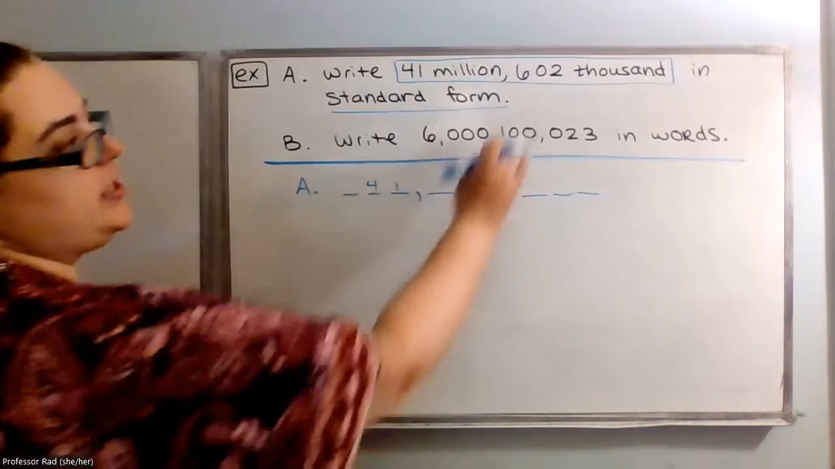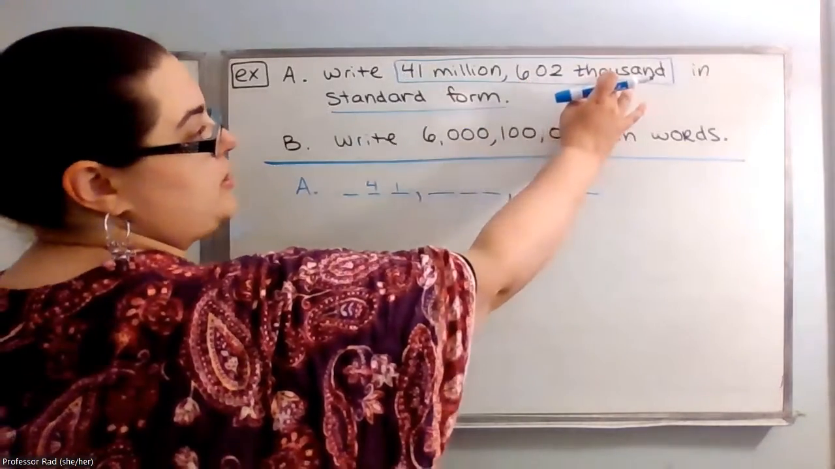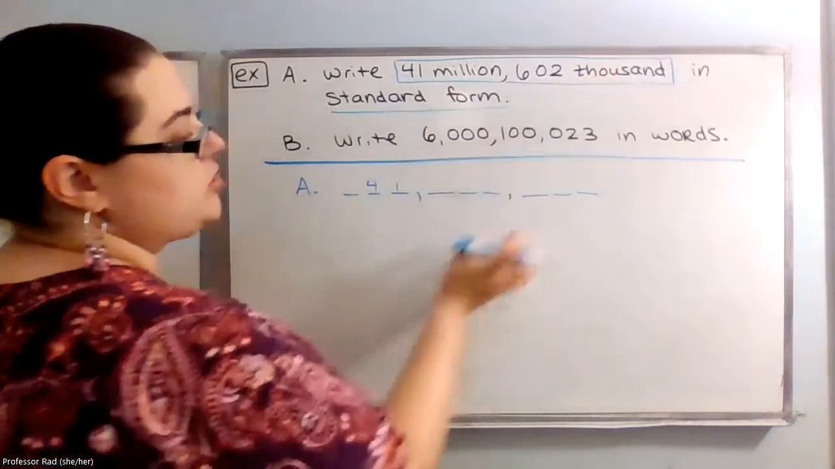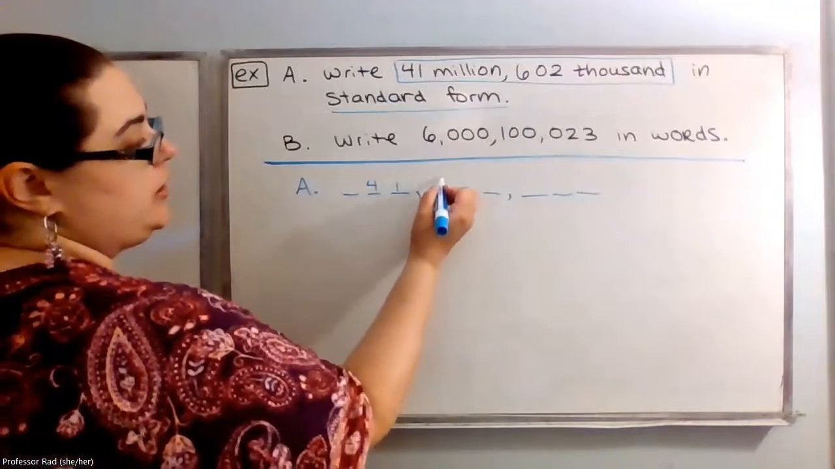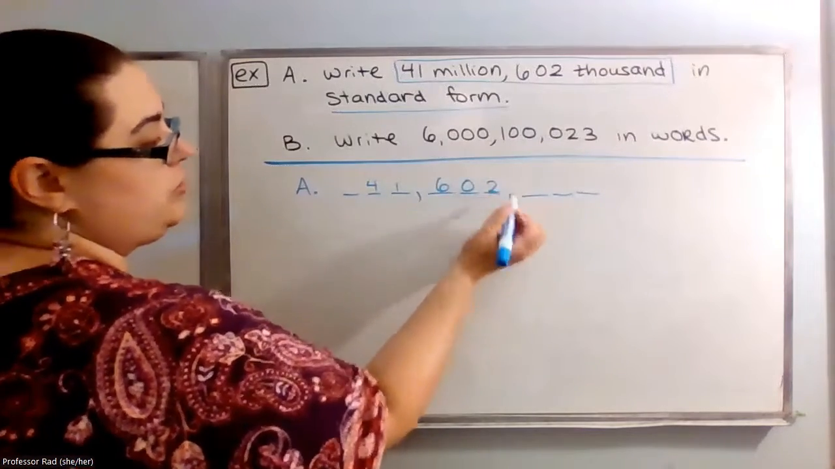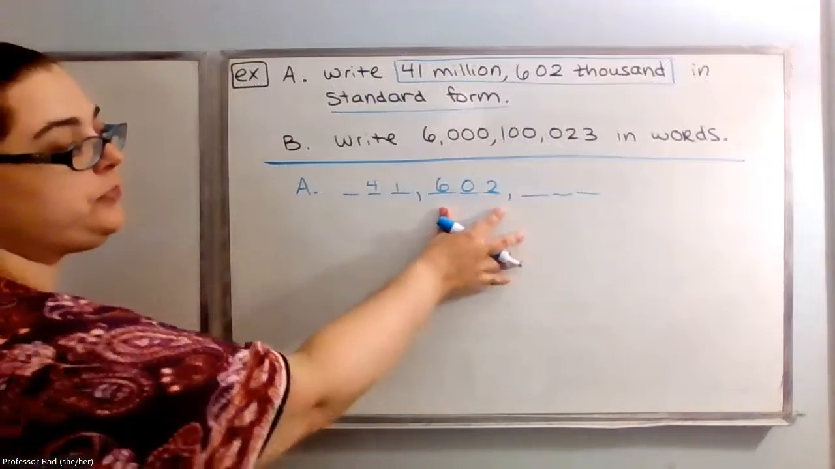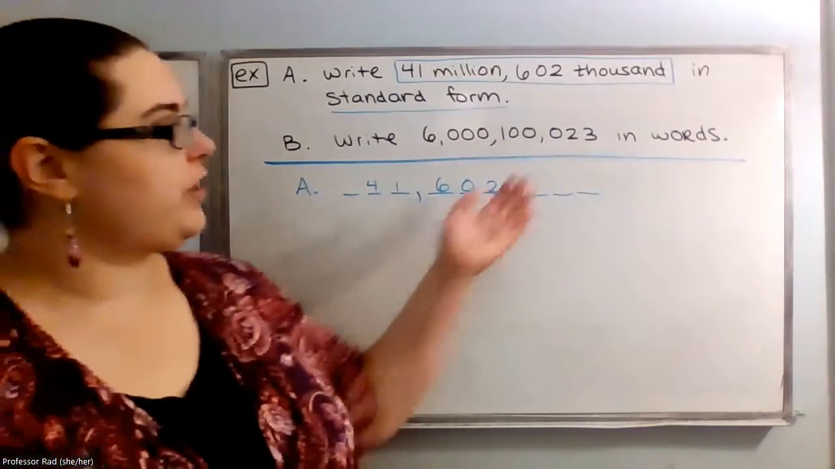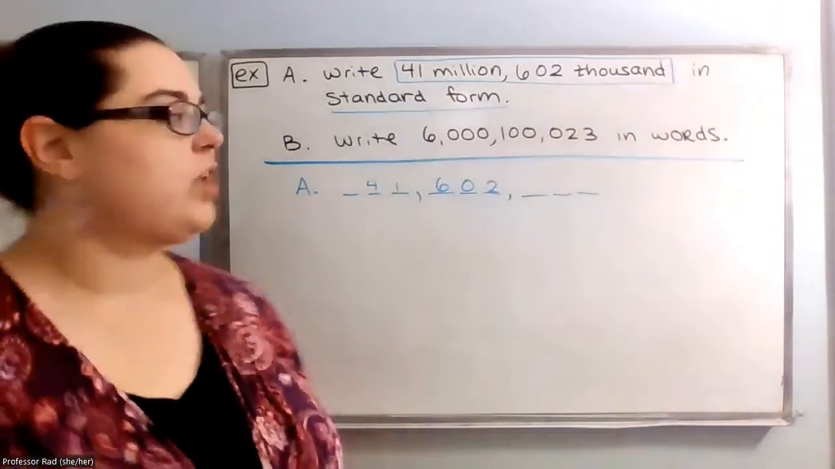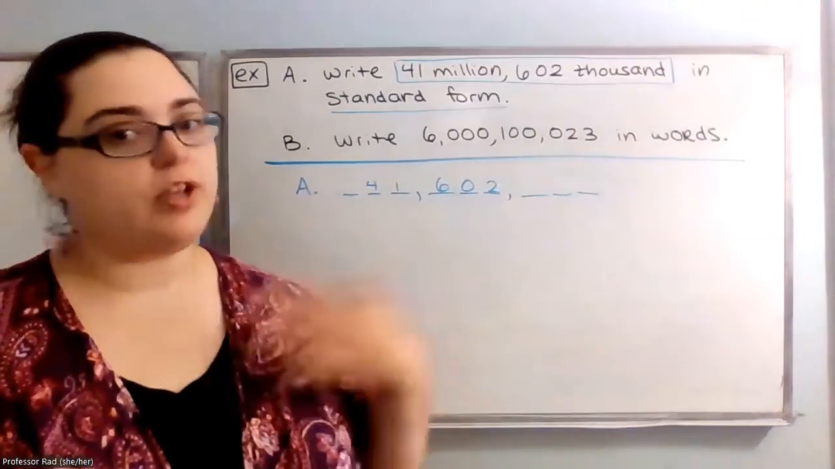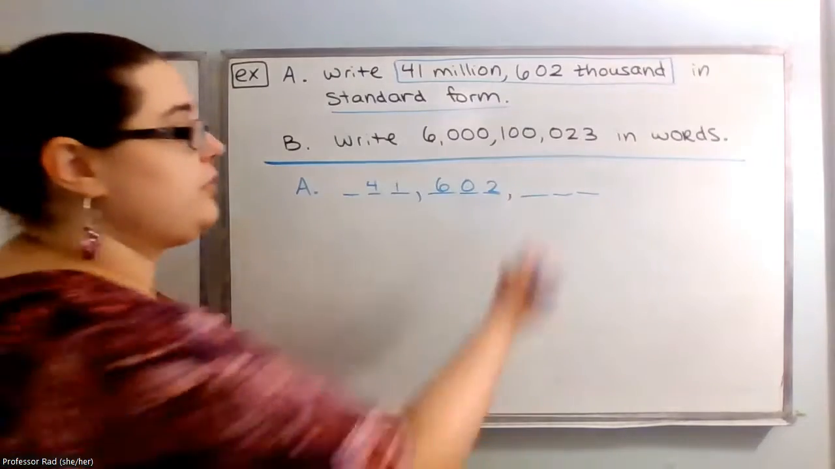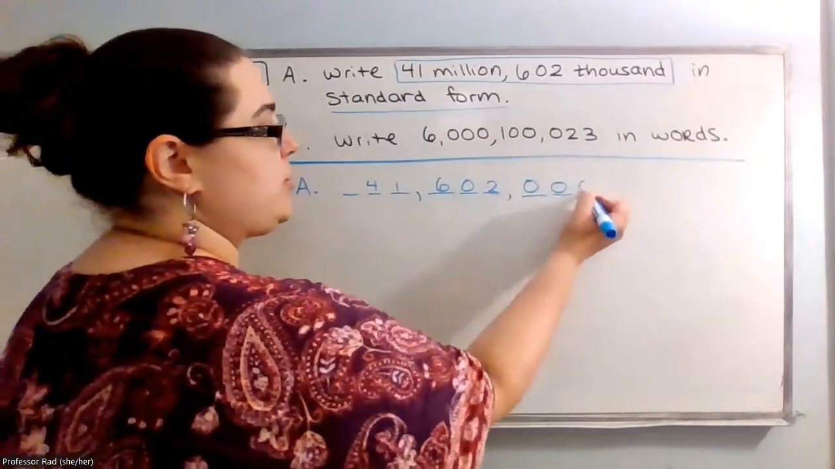Then I'm going to move to this next one. We have 602,000. So we have 1,000. So I've got to write that in the thousands period. So I'm going to write 602 in the thousands period. And then after that, there's nothing else. So I do need to fill in these blanks with something. So when you have a situation like this, you can fill in the blanks just with extra zeros.